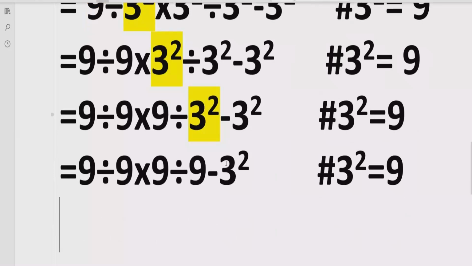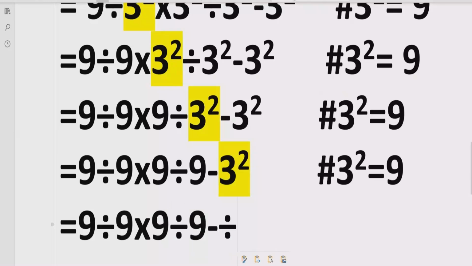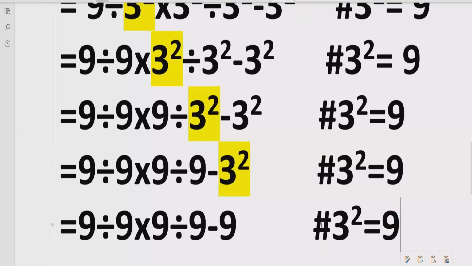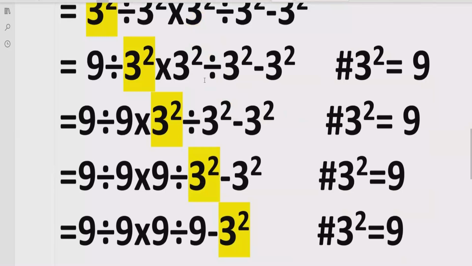Then we have another 3 raised to power 2, which is the last one. So we write 9 divided by 9 multiplied by 9, then divided by 9 minus 3 raised to power 2, which means 9. Here we give the reference 3 raised to power 2 equals 9. So we have solved the exponent part.